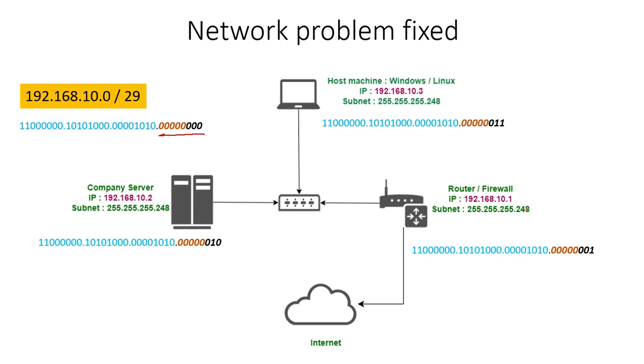And for the first host, we have 0, 1, and the network portion is exactly the same. Here again, we have the machine. We have given it the IP of 3, and this is the network portion. And for the server, the IP is 2, and this is the network portion. And now this is correctly configured. Now the machine can send messages to different devices.